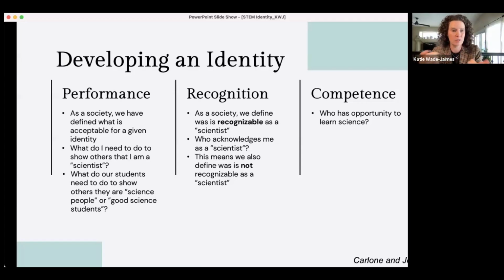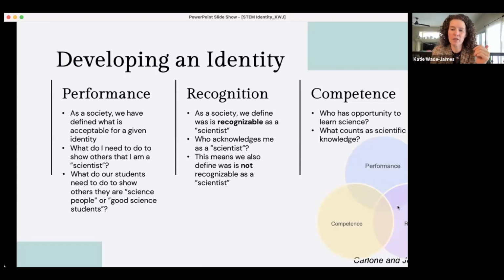Who has the opportunity to actually learn science and become good at the skills that you need in order to be a scientist, right? And also when we think about this, I like to think about what actually counts as scientific knowledge, right? So in a classroom, that means, are we just counting things like memorizing vocabulary words or doing well on standardized tests? Or are we talking about really engaging in scientific processes and some of those skills like asking questions, being curious, persisting, things like that?